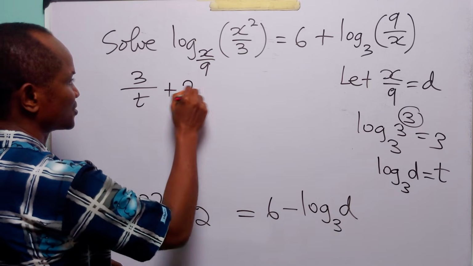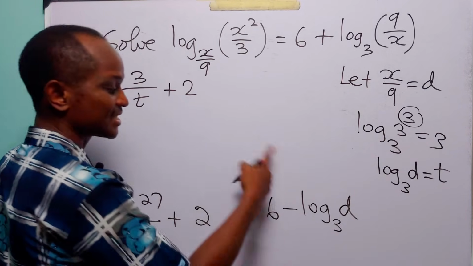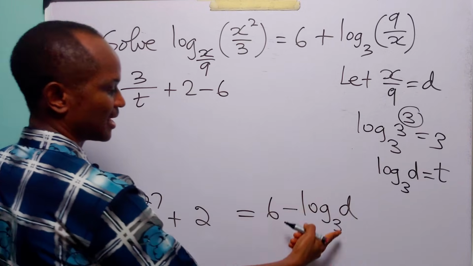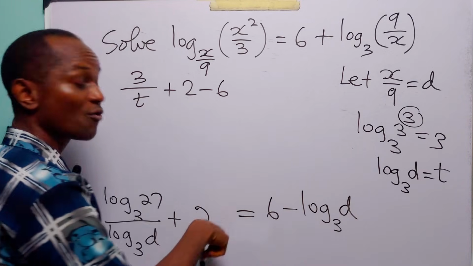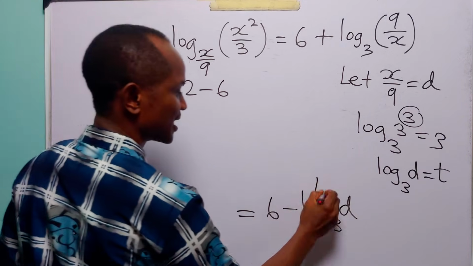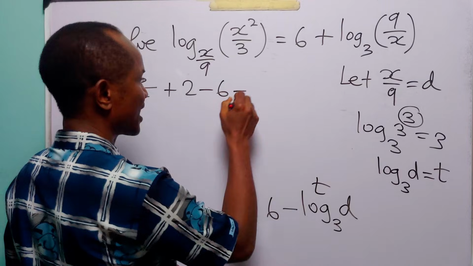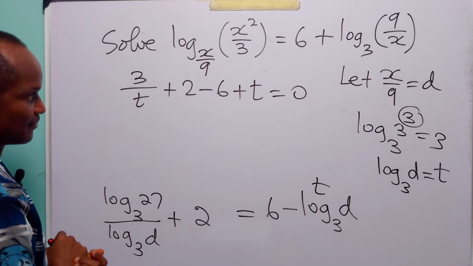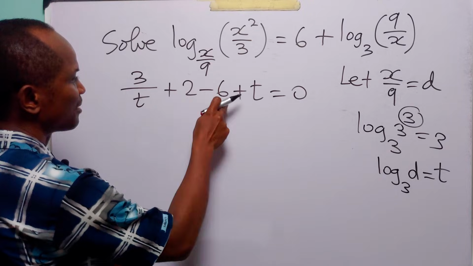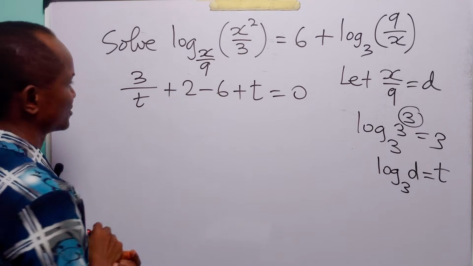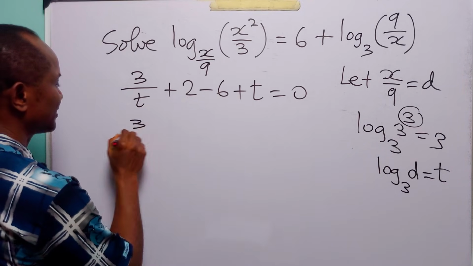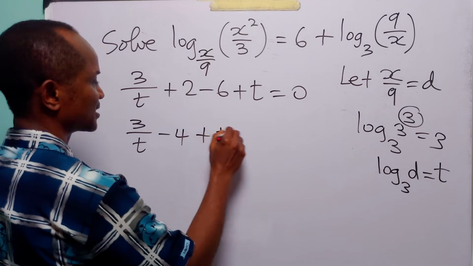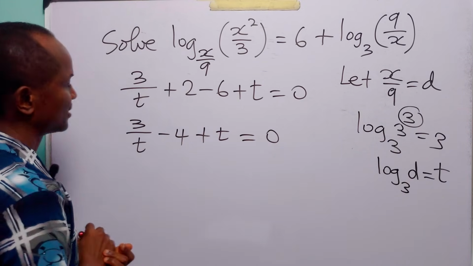We have plus 2. Let us move this 6 over to the left-hand side. It becomes minus 6. And let us also move this over to the left-hand side. Of course, you know that this is now t. So we have plus t, and this is equal to 0. Plus 2 minus 6 is equal to minus 4. So we have 3 over t minus 4 plus t is equal to 0.